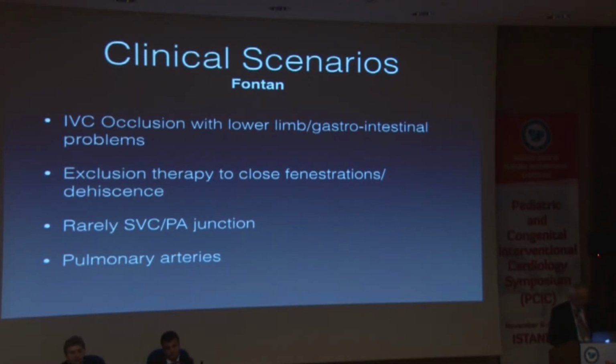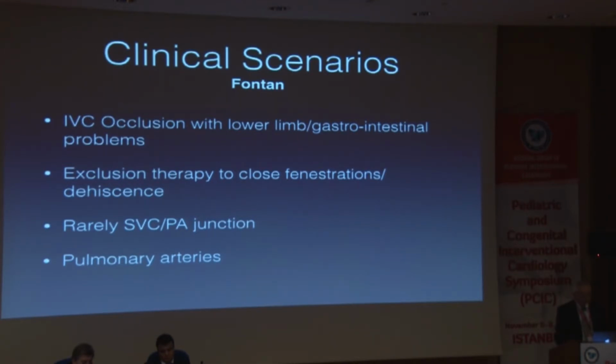As far as the Fontan circulation is concerned, IVC occlusion is certainly a possibility. A lot of these patients will have occlusion, usually from before, because they would have had stage 1, stage 2, and so on. So long lines on the intensive care unit with a lot of drugs and so on. And when they have occlusion, they can finish up with problems, primarily gastrointestinal, ascites, and lower limb venous congestion. Sometimes we have to use stents as exclusion therapy, either to close a fenestration or to deal with a dehiscence, particularly with a lateral tunnel Fontan.